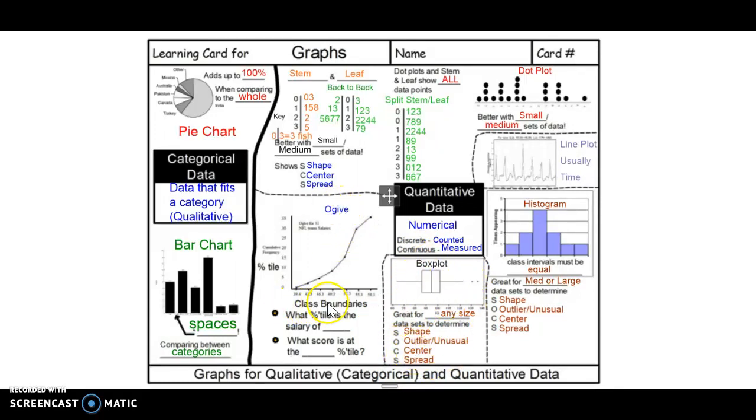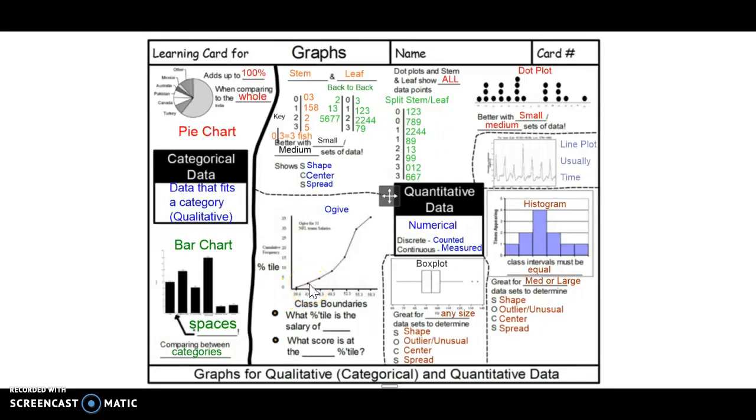The last graphical display that we have here for quantitative data is called an ogive, O-G-I-V-E. That's pronounced ogive, not ogive, but an ogive. And we don't see ogives very often. I have seen very few ogives on AP tests. But an ogive, what it does is it uses cumulative data, or it accumulates the data as you go. So here we're starting at 0%.